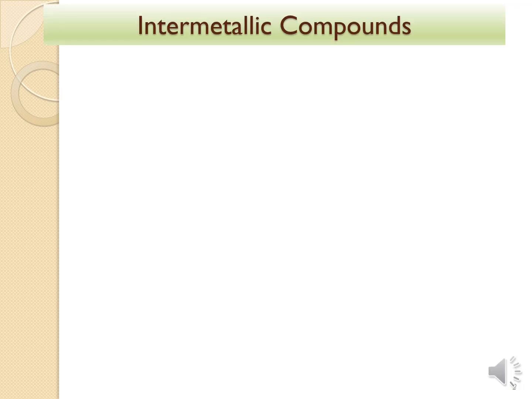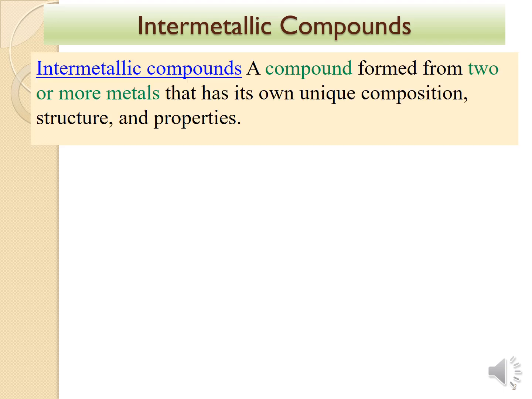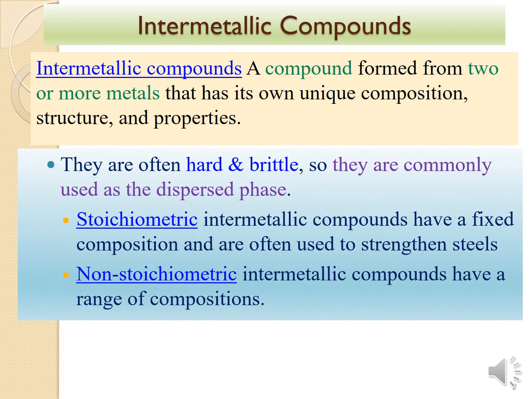In today's lesson, we're going to learn a more complicated phase diagram, the iron-iron carbide phase diagram. On that phase diagram, we have iron carbide, which is an intermetallic compound. Let's take a look at the definition of intermetallic compounds first. That's a compound formed from two or more metals, which has its own unique composition, structure, and properties. Those compounds are usually hard and brittle, so they're commonly used as dispersed phases to strengthen the material.